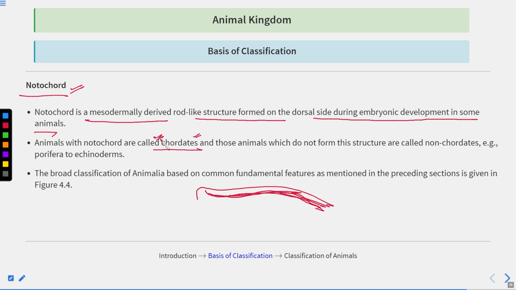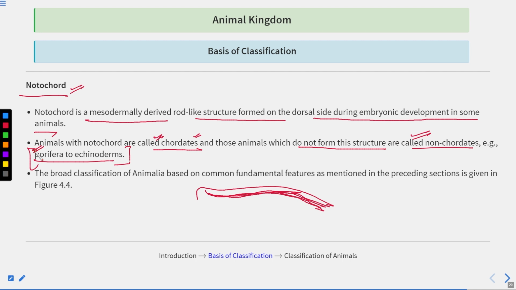Now animals with the notochord are called chordates. All the organisms in which you find the notochord are called chordates, and those animals which do not form these structures are called non-chordates. From porifera to echinoderms we have the non-chordates. It means that notochord is not present from the porifera to the echinoderms.